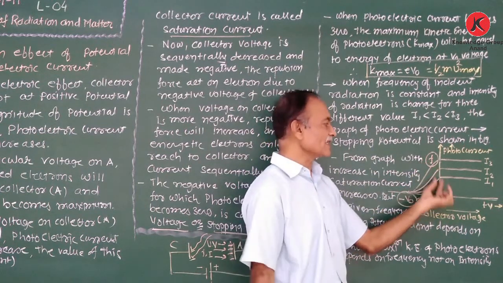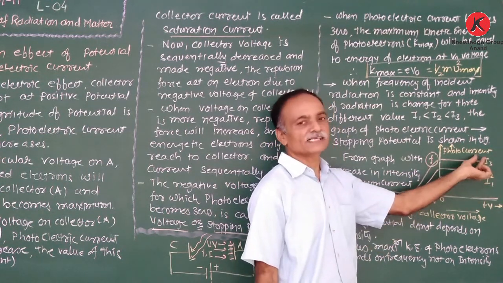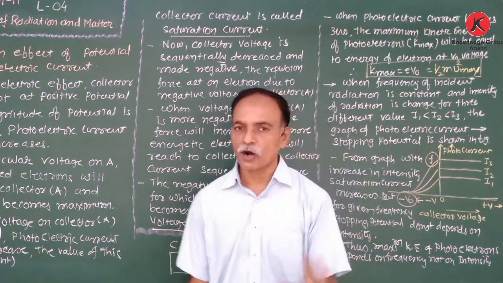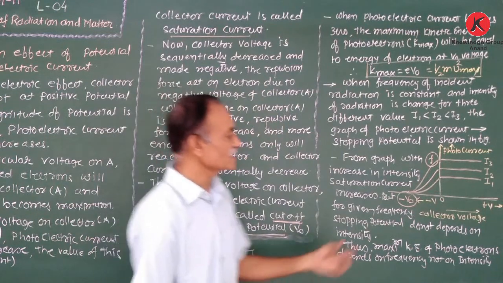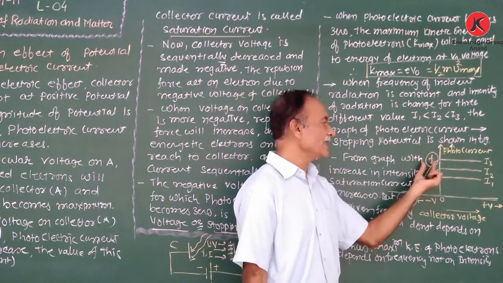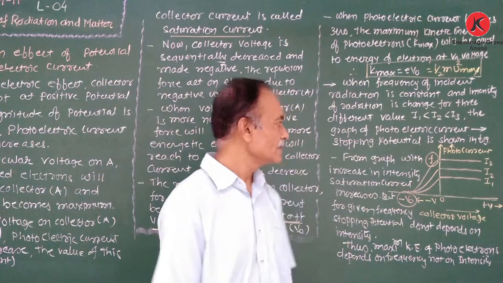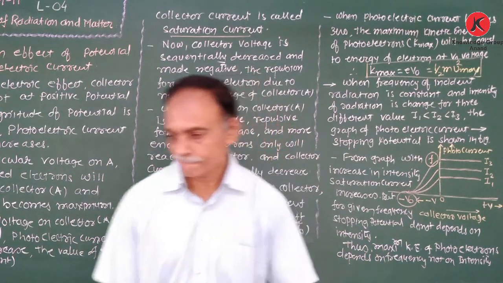Thus, the saturation current increases with increase in intensity. But the stopping potential, that means the kinetic energy of emitted photoelectrons, does not depend on the intensity, it depends only on frequency of incident radiation. Clear this? Okay.